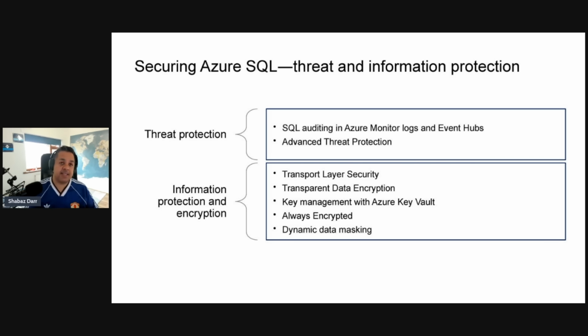Finally, we have dynamic data masking, and this limits sensitive data exposure by masking it for non-privileged users. It automatically discovers potentially sensitive data in Azure SQL databases and SQL managed instances, and provides actionable recommendations as well to mask those fields with minimum impact to the application layer itself. And it works by obfuscating the sensitive data in the result set of a query over designated database fields, while the data in the database is not changed.